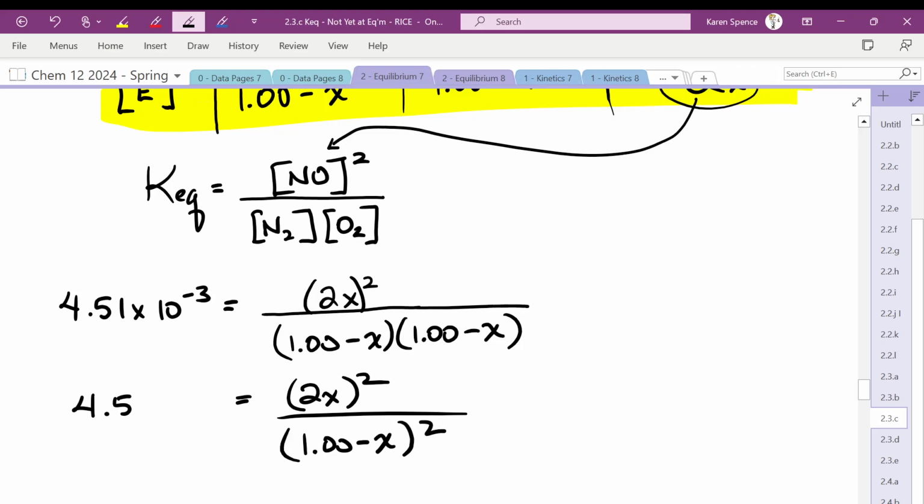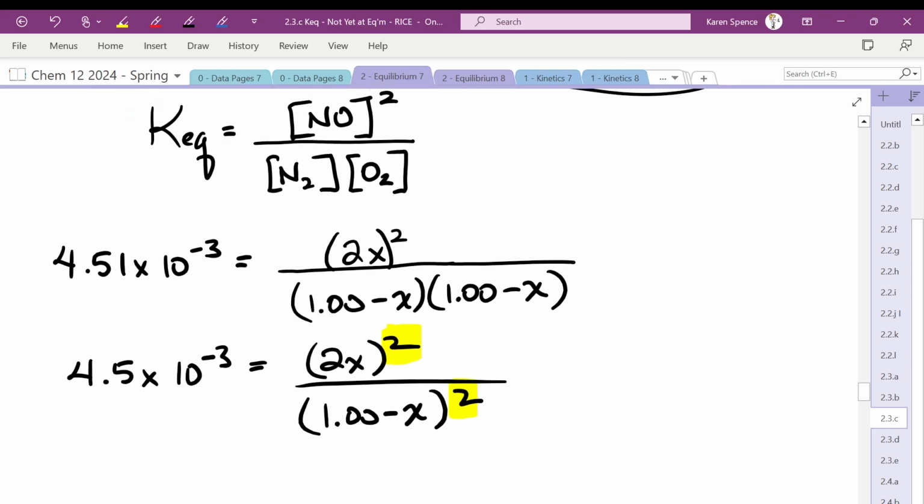How can I avoid using a quadratic equation? I got one person who knows. Anyone else know? Got two people who know.